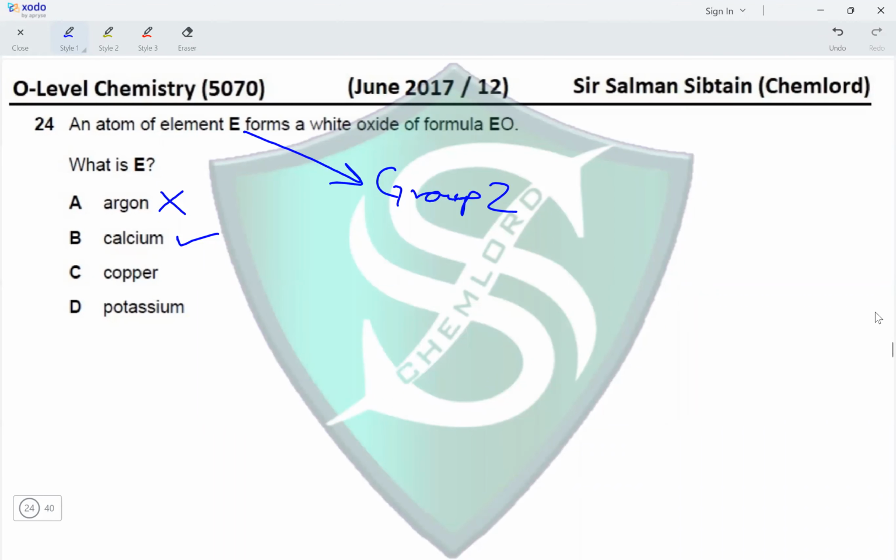But let's look at the other options. Copper. Copper also has a 2 positive charge. So it could be copper. And potassium. Potassium has a charge of +1. So it would form E2O as a compound. So now we are left with calcium and copper. And now the color of the oxide is white. Calcium forms a white oxide, whereas copper forms a black oxide. So the white oxide would be the one that is EO and not the black oxide. Therefore, option B is the correct option for this question.